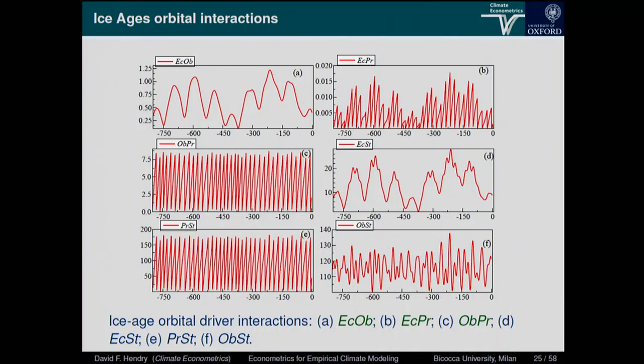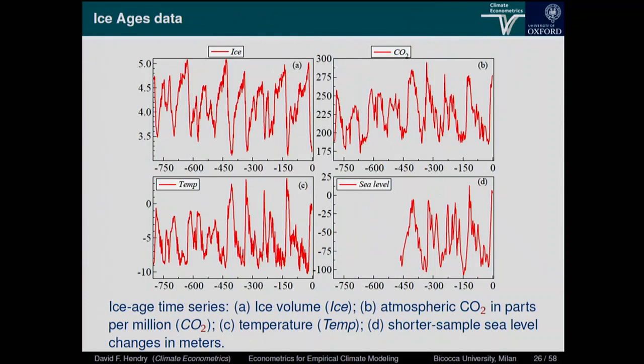This is eccentricity and obliquity. This is eccentricity in precession, that's obliquity in precession. And the others are just to show that you get the same kind of effects coming out if you use a sufficient statistic. So what about the data that we're going to analyze?